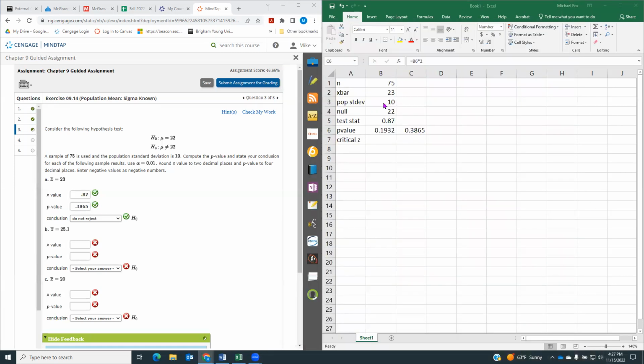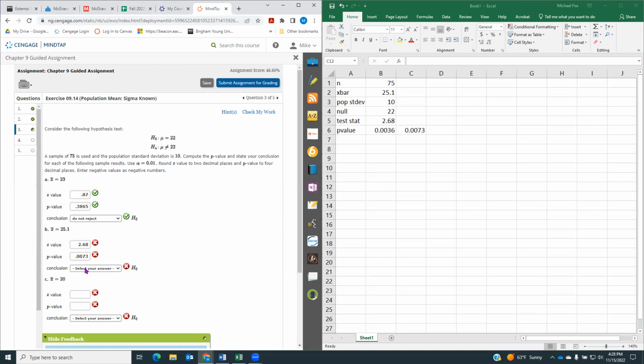So on the second one, we have an x bar of 25.1. Now that we have our calculator created, all we have to do is put that in. We don't need critical z, that was from the last problem. So now we can see that with 25, our test stat goes up to 2.68. And so our p-value is 0.0036 on each tail. So that times 2 is 0.0073. And in this case, this does not exceed our alpha of 0.01.